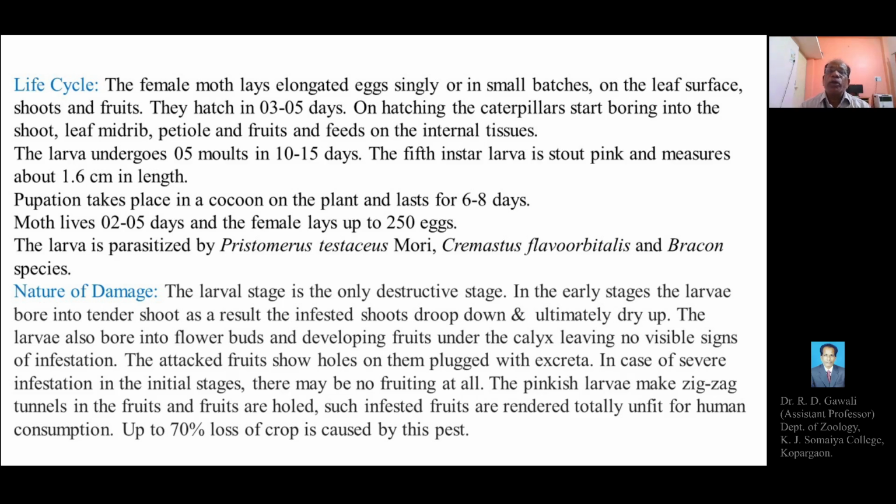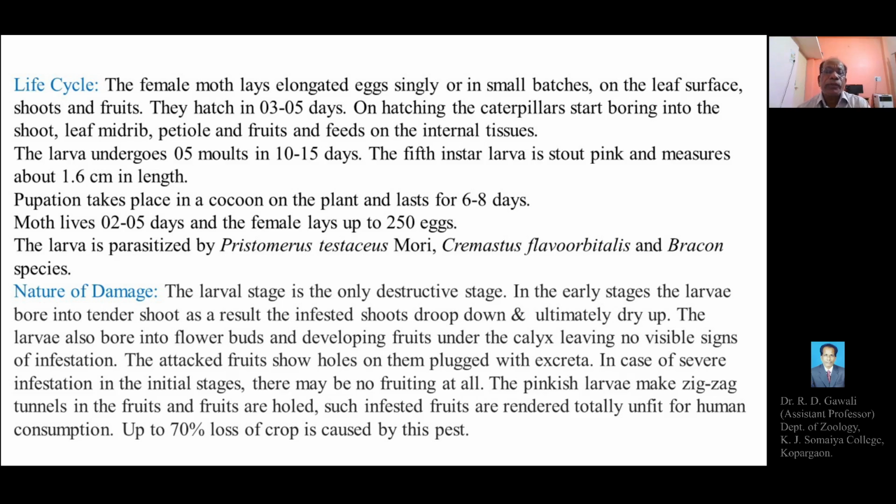Then regarding nature of damage, the larval stage is the only destructive stage, causing damage and loss of the brinjal crop. In the early stages the larvae bore into tender shoots. As a result, the infested shoots droop down or fall down and ultimately dry up. The larvae also bore into the flower buds and developing fruits under the calyx, leaving no visible sign of infestation.